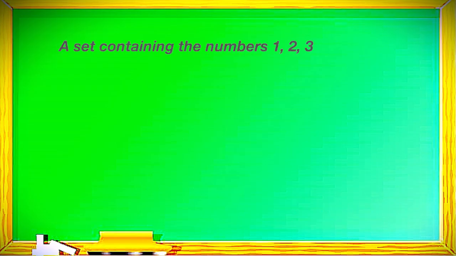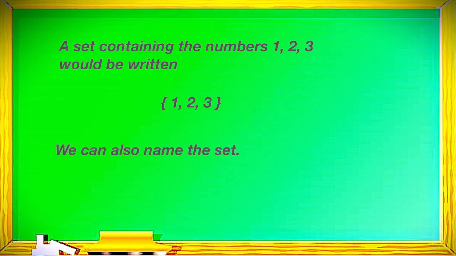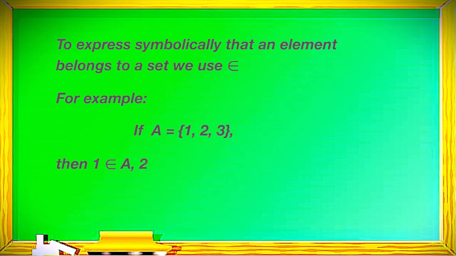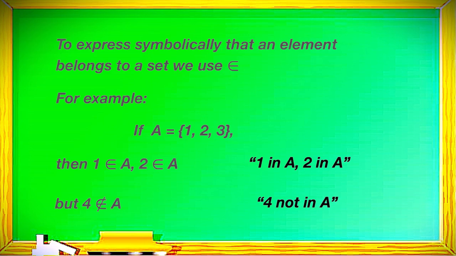A set containing the numbers 1, 2, and 3 would be written like this, with curly brackets and the elements separated by commas. We can name the set. In this case, if we say A is equal to the set {1, 2, 3}, we can just refer to the set as A, which is much easier than saying the set containing 1, 2, and 3 again and again. To express symbolically that an element belongs to a set, we use this symbol. For example, if A is the set containing 1, 2, and 3, then 1 is in A, and 2 is in A, but 4 is not in A, and we use the symbol for in, but with a line through it to denote not in.